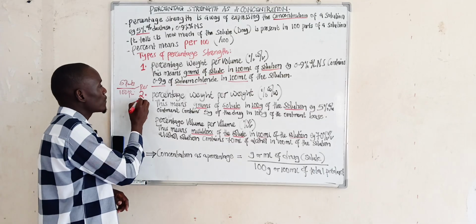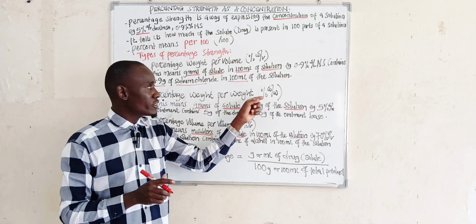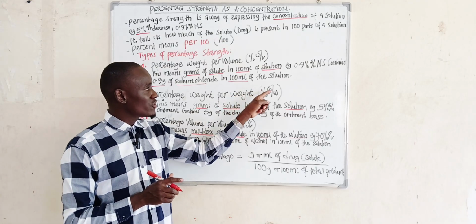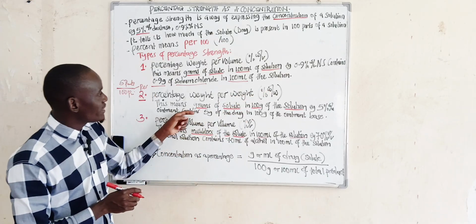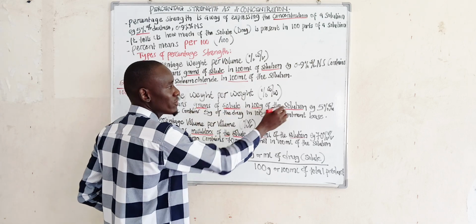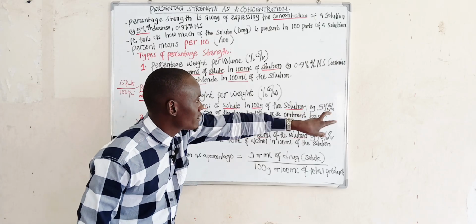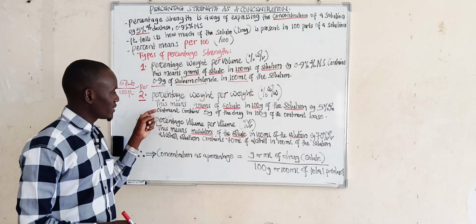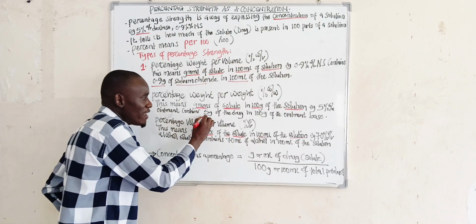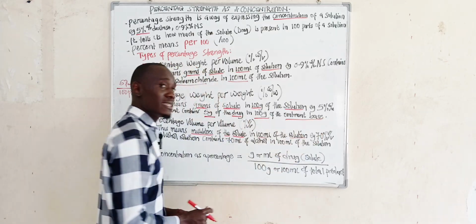So, the second type of percentage strength is percentage weight per weight, in bracket for short, percentage weight in weight. What does percentage weight per weight mean? It means grams of the solute or drug in 100 grams of the solution. For example, if we say 5% weight in weight ointment, it means that we have 5 grams of the drug in 100 grams of the ointment base.